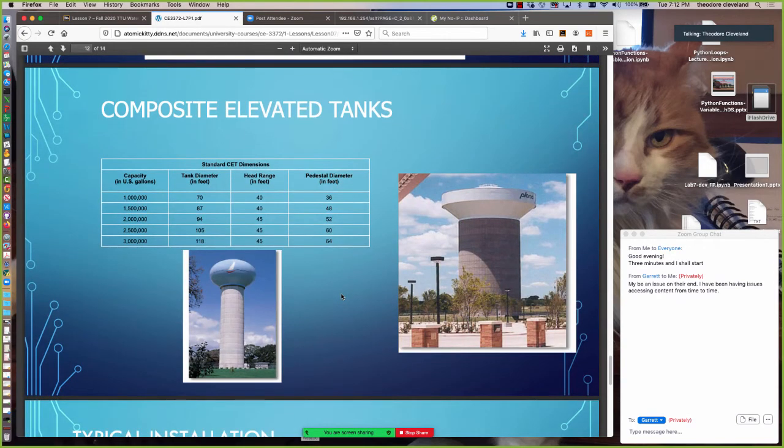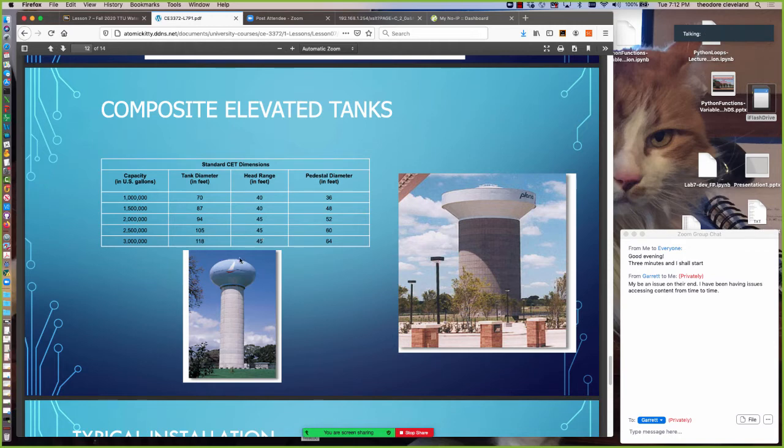As an example of the kinds of capacities that can be achieved, elevated storage tanks can be pretty large in diameter. Here's one that's specified at 118 feet in diameter. That's bigger than an airplane size, with an operating head range of 45 feet. So you've got 100 feet in diameter and almost 50 feet tall of tank.